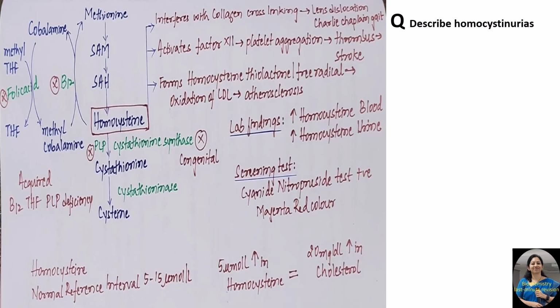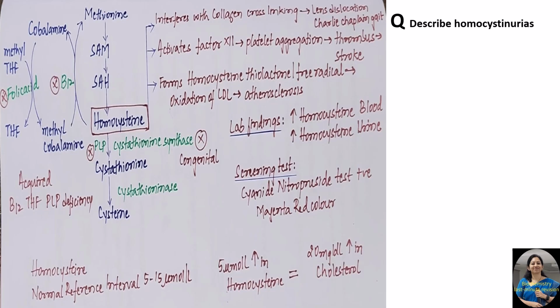What are the characteristic features of this homocystinuria? The accumulated homocysteine can interfere with collagen cross-linking, and as you all know, collagen is a ground substance and one of the important components of the extracellular matrix. When this involves the eyes, especially where the lens is located, it can displace the lens and result in lens dislocation. And when collagen cross-linking is interfered with in the bones and joints, the gait of the child can be altered, resulting in Charlie Chaplin gait.